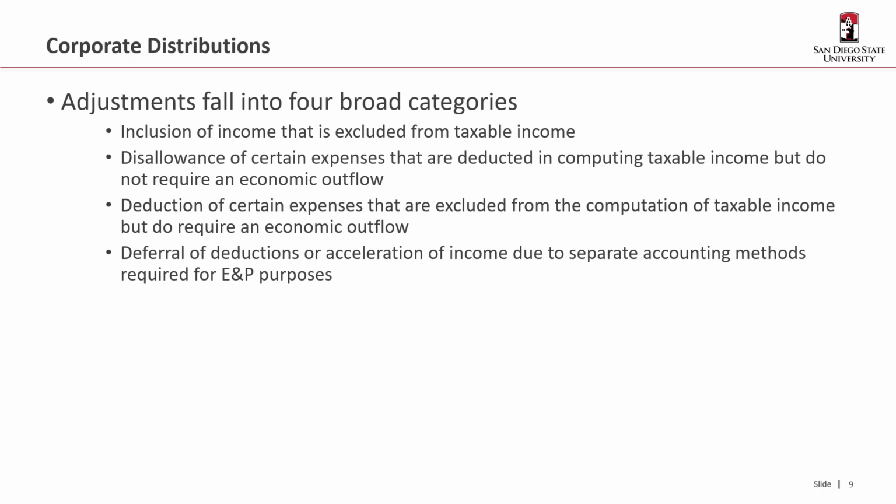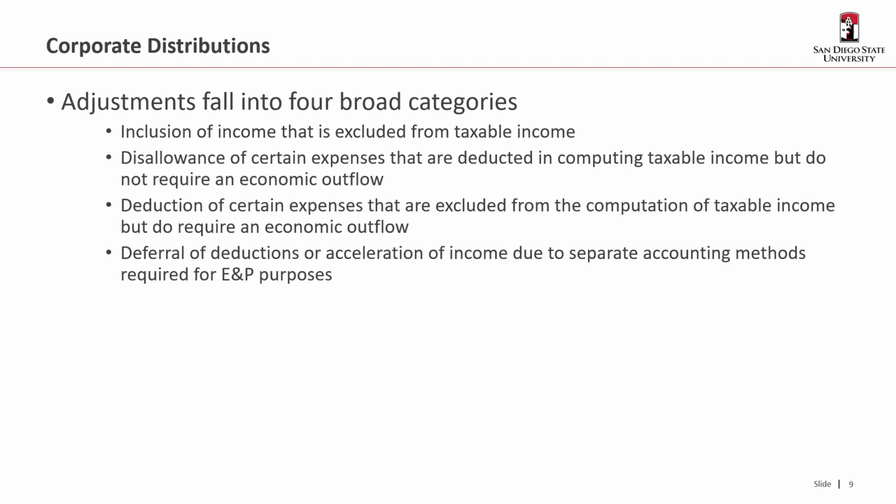So adjustments fall into four broad categories, and I'm telling you that this should feel a lot like the same categories that we saw in M1. So inclusion of an income item that is excluded from taxable income. That would be, let me give you a great example, municipal bond interest. So municipal bond interest is not part of taxable income, but it is part of earnings and profits, just like it would be part of book income.